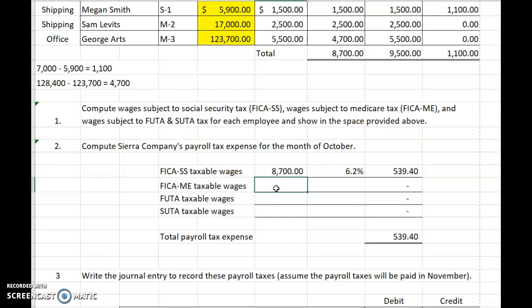FICA Medicare taxable wages are $9,500. That rate is 1.45%. That equals $137.75 liability. You go ahead and finish the FUTA and SUTA and then total up the total payroll tax expense for the month of October.